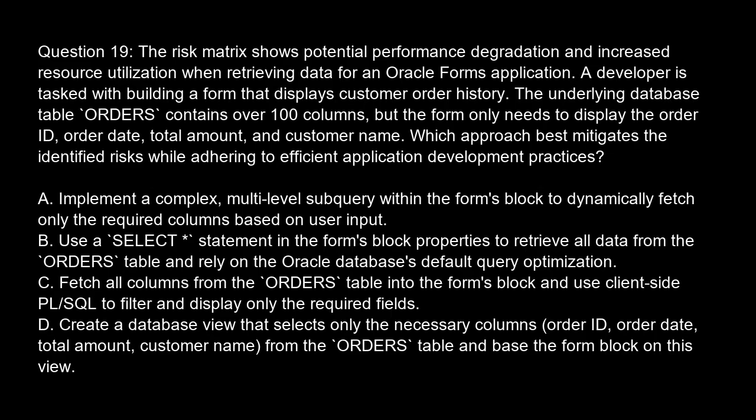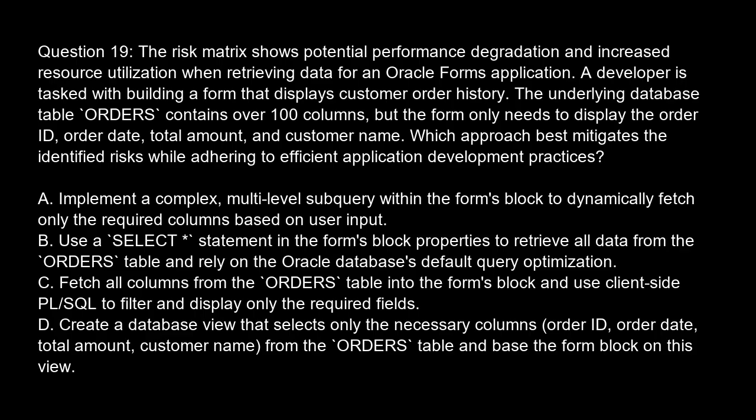Question 19. The risk matrix shows potential performance degradation and increased resource utilization when retrieving data for an Oracle Forms application. A developer is tasked with building a form that displays customer order history. The underlying database table orders contains over 100 columns, but the form only needs to display the order ID, order date, total amount, and customer name. Which approach best mitigates the identified risks while adhering to efficient application development practices?